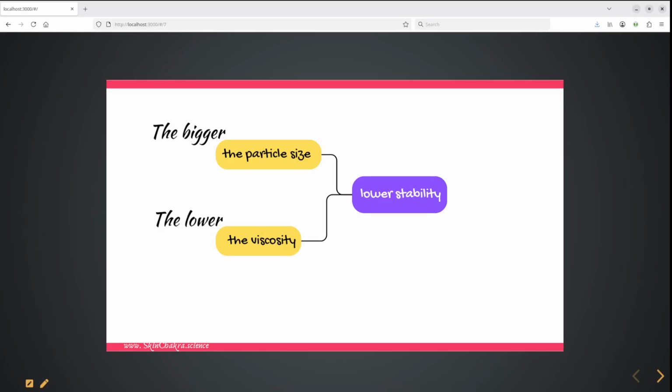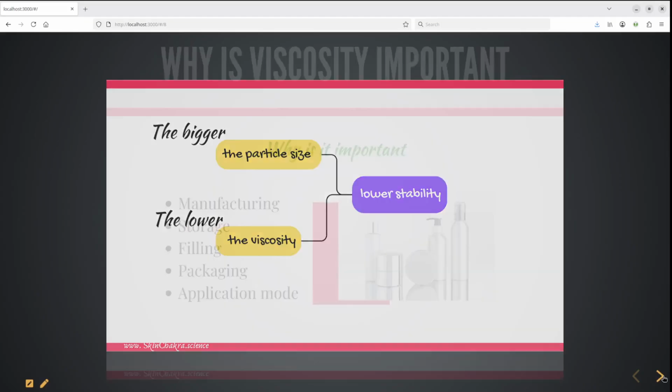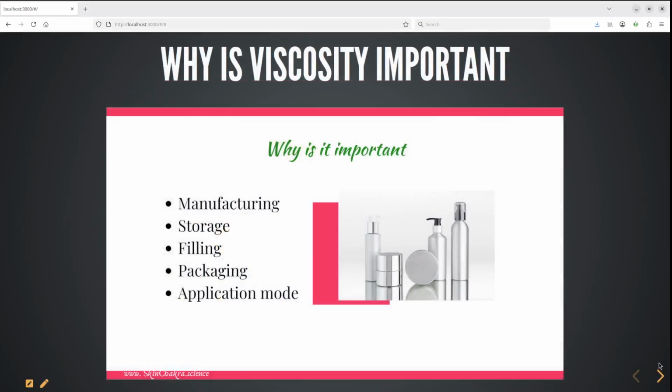So this is a general rule, and this is why I told you that it is more difficult to stabilize low viscosity emulsions compared to the high viscosity emulsions. Why is this important? Because based on the viscosity of the emulsion that you are making, the manufacturing procedure, machinery, storage, filling pumps, packaging machines and pumps, and application mode all depend on the viscosity of the emulsion.